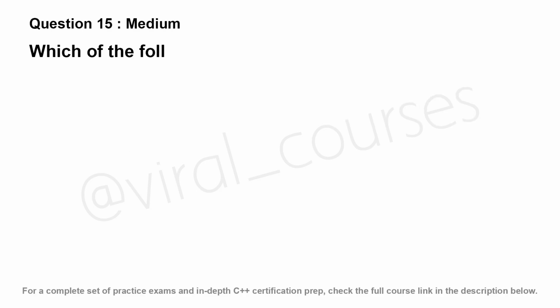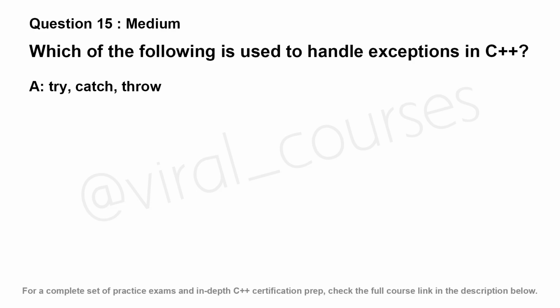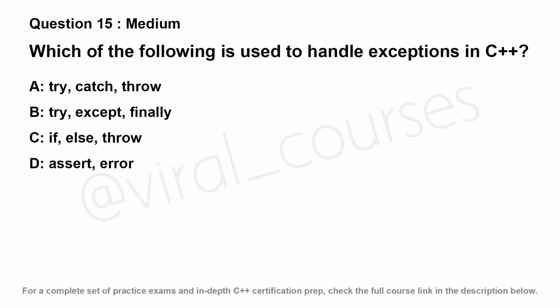Which of the following is used to handle exceptions in C++? Option A, try, catch, throw. Option B, try, except, finally. Option C, if, else, throw. Option D, assert, error.